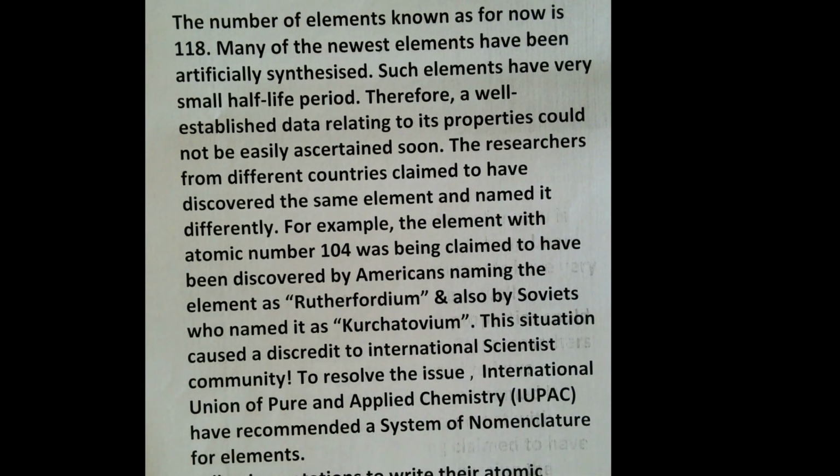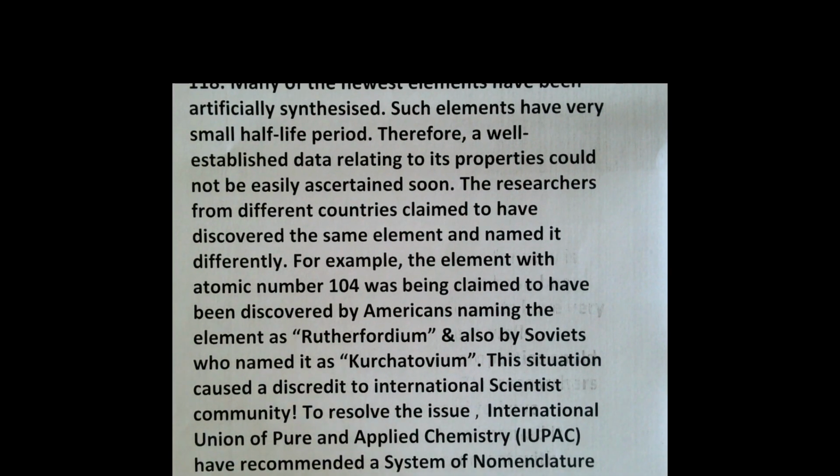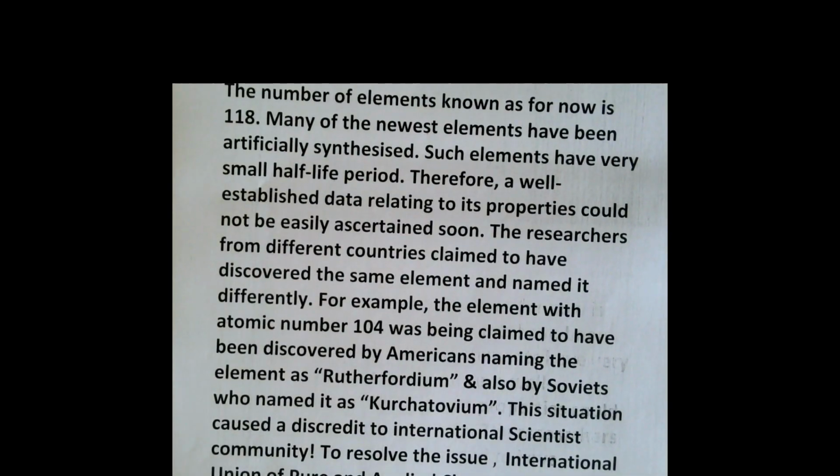Today we shall take up how to name elements with atomic number greater than 100. We found that the elements after atomic number 100 were mostly synthesized. They were artificially synthesized, and such elements had a very small half-life period and therefore their properties could not be ascertained.